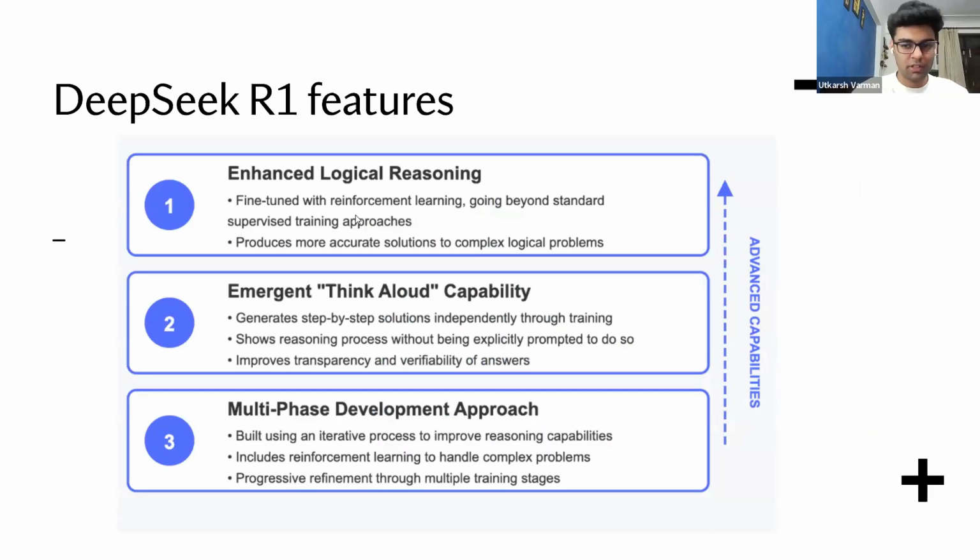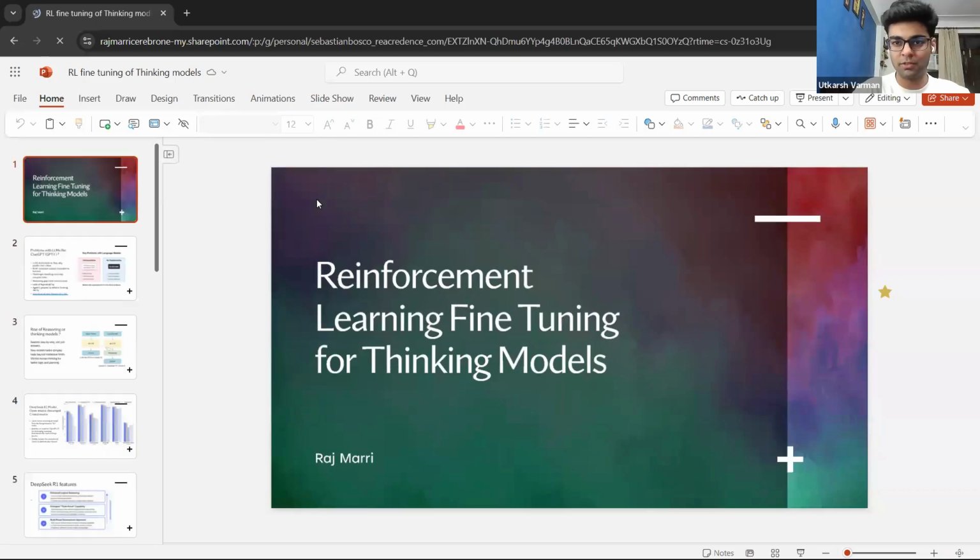Let's see a few of the features. I think many of us have started using the DeepSeek R1 model as well. I myself have started using the model. It's pretty great when it comes to thinking aloud. Whenever you send a request, it generates a step-by-step response and produces more accurate solutions to complex problems by breaking down the problem and generating a chain of thought process without directly giving a response to the user. And because it is fine-tuned with reinforcement learning, it goes beyond the supervised training approach, where earlier it was just supervised fine-tuning.